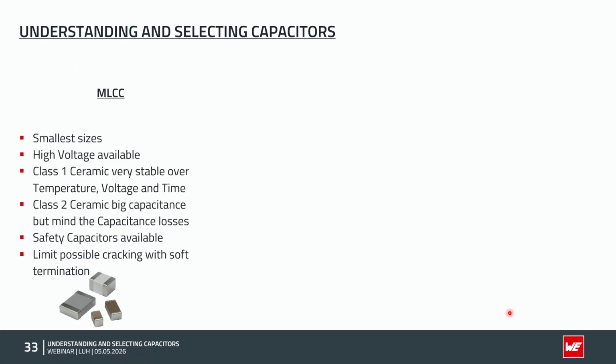Just a short summary of today's webinar. We started with MLCCs. These offer the smallest size. They also have high voltages. For MLCC, we always have to speak about class 1 and class 2 ceramics. Class 1 ceramic means a very small capacitance value, but very stable. Class 2 ceramic means a high capacitance value, but very unstable, with a lot of DC bias and so on. We also have safety capacitors here, such as Y2 or X2 capacitors. And to limit possible cracking, use soft termination.